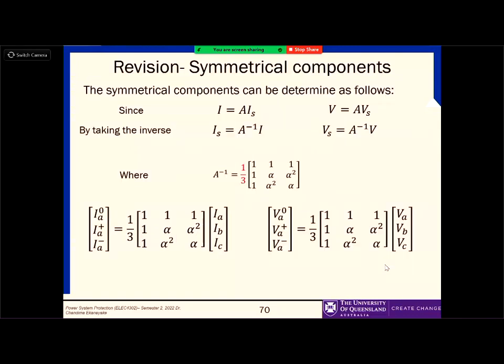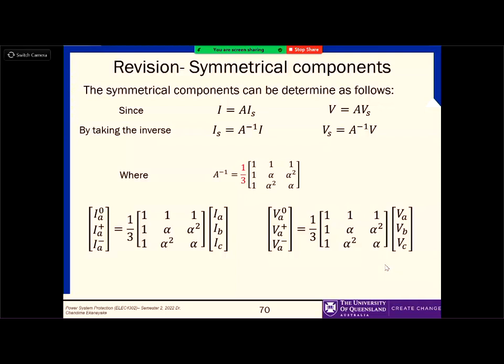Now, most of the time, what we measure in the system is just the currents and their phase angles. We can't just plug in an ammeter and measure the positive sequence or negative sequence currents. What you measure is what really appears in the line. So that is the total current.